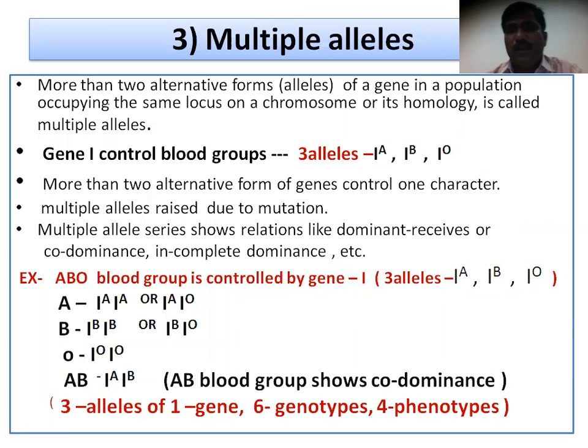So what is multiple allele? More than two alternative forms of a gene in a population, occupying the same locus of a chromosome or its homologue, is called multiple allele.